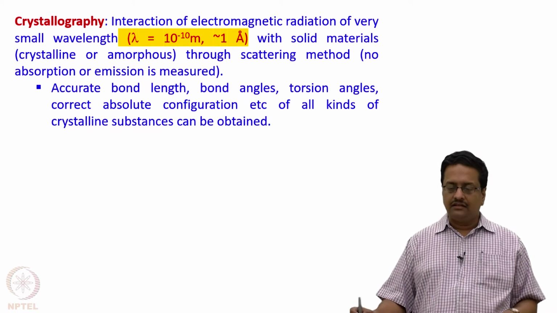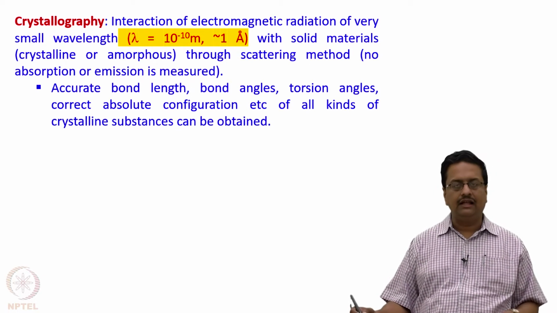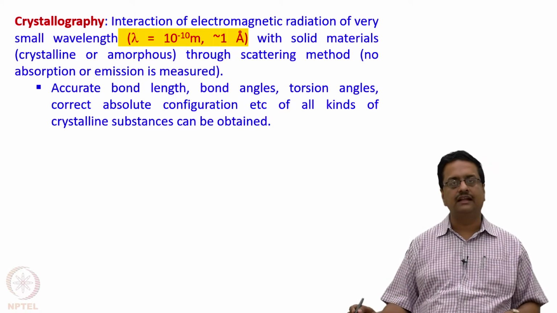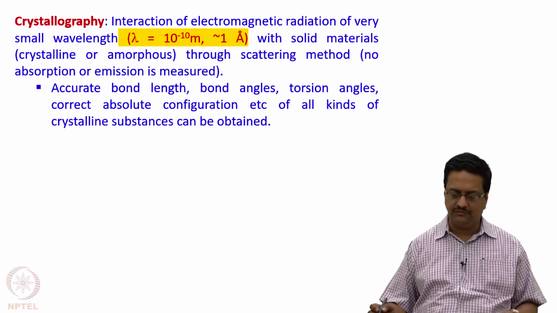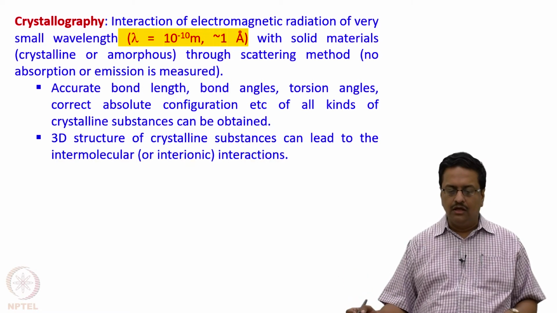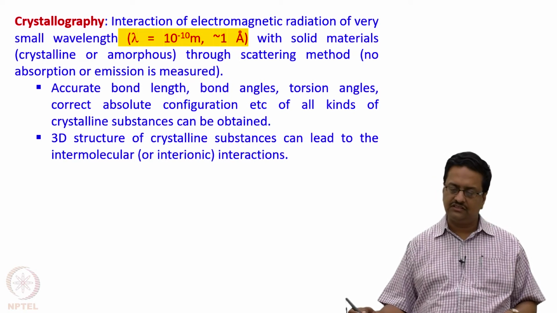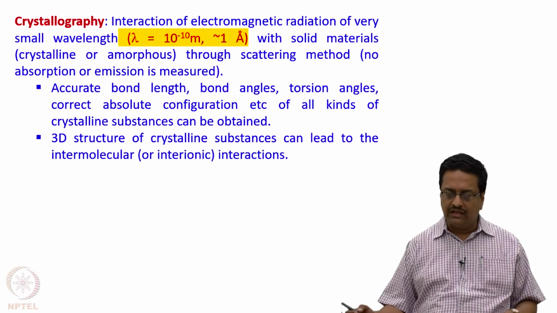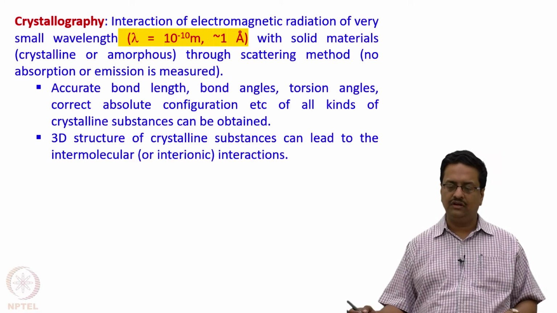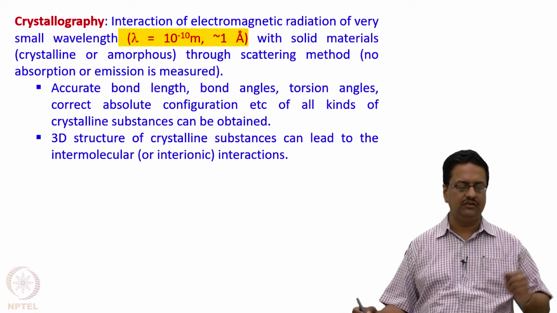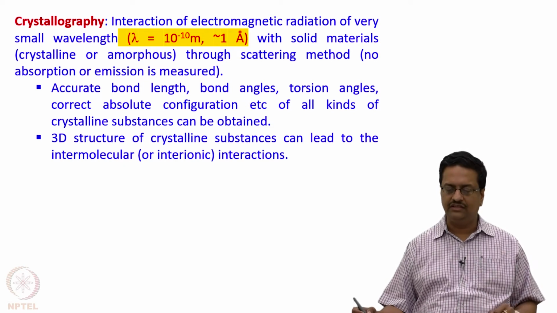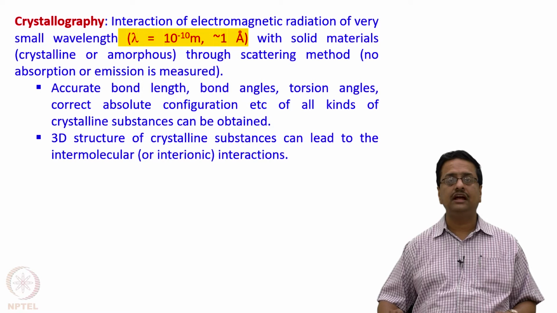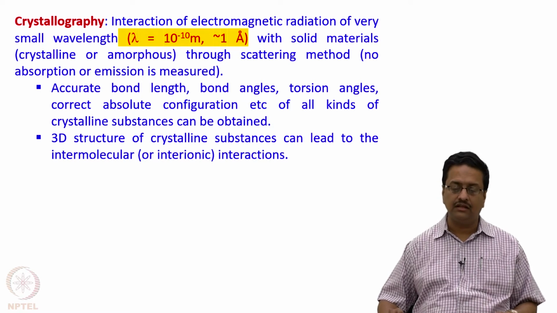So in this, what we get is accurate bond lengths, bond angles, torsion angles, correct absolute configurations of all kinds of substances that are solid and crystalline material. From this three-dimensional structure of crystalline substances, we can talk about the intermolecular interactions or interionic interactions, how one molecule is seeing another molecule in space, how one molecule is interacting with another molecule in the solid state. All this information can be derived from the structural study that we generally do.